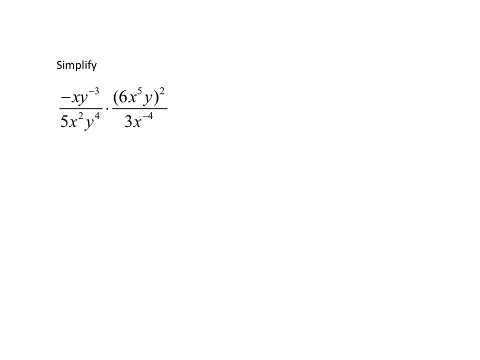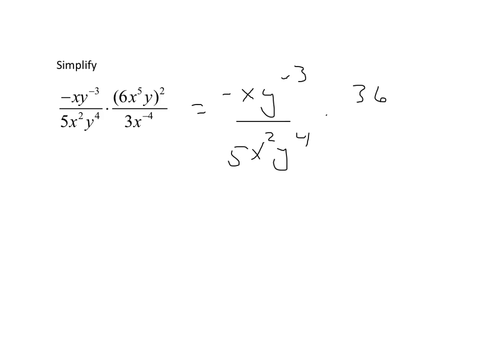So now it's time for one last problem that summarizes all of these rules. First of all, you need to go through and see if you have any products raised to a power, and I do. I have 6x to the 5th y, all raised to the 2nd. So let's get rid of the parentheses. I'm going to rewrite this problem as negative x y to the negative 3rd over 5x squared y to the 4th. Nothing happened there. But 6 squared is 36.